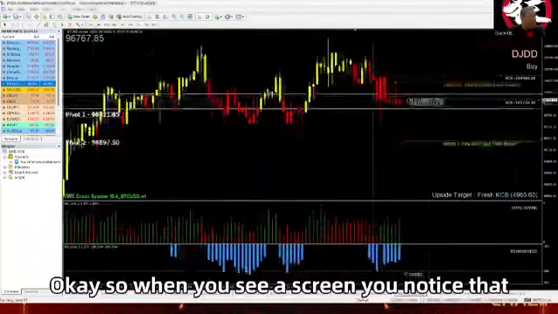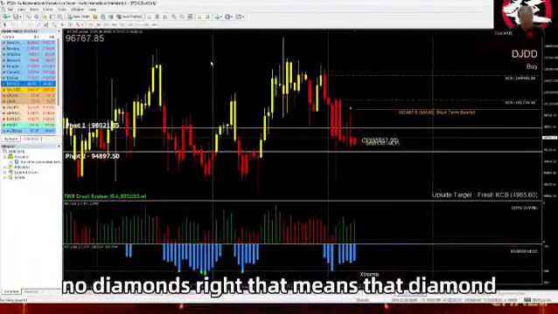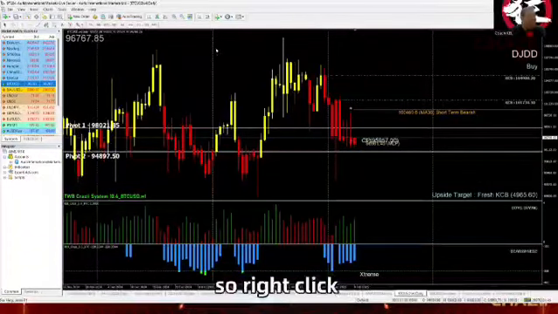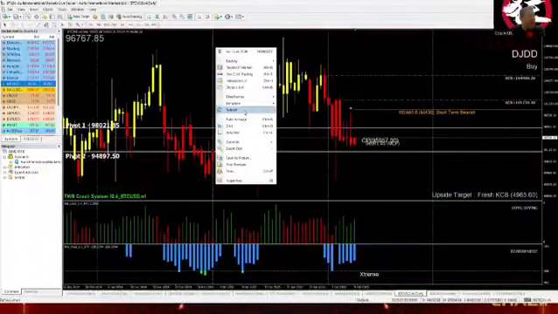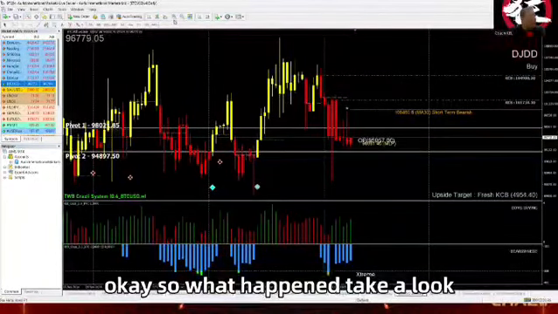Okay, so when you see a screen, you notice that no matter how you move it, there are no diamonds, right? That means the diamonds didn't come together. So right click, refresh. Okay, the diamonds will pop up. So what happened? Take a look.